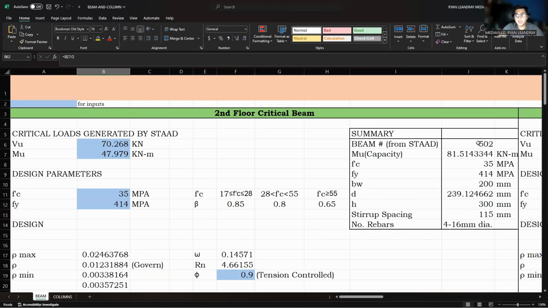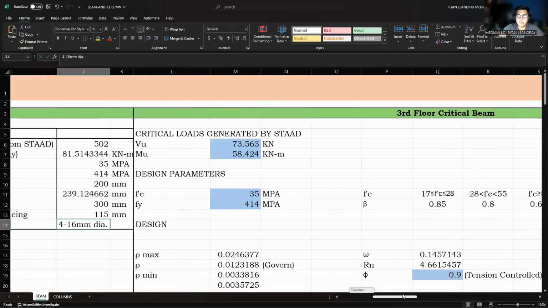And as for the summary, it shows here the beam number, which is number 502, which is the critical beam as shown in STAAD, and the moment capacity of this chosen section, and also the used concrete strength and steel strength, and also it shows here the beam width and also the depth of the beam. And next is also for its height, and also the stirrup spacing, and also the number of rebars used to reinforce the beam.